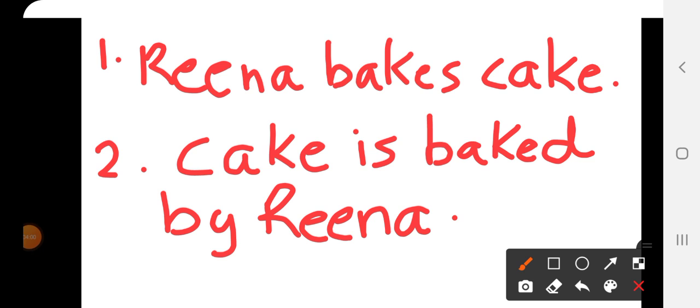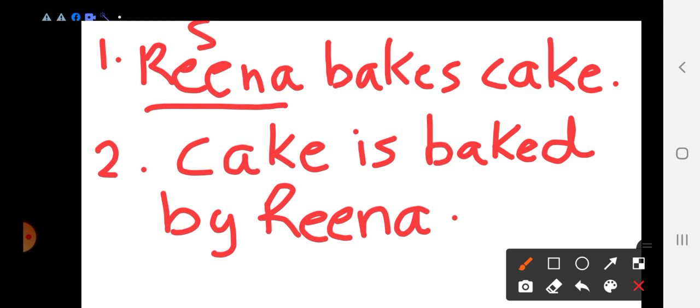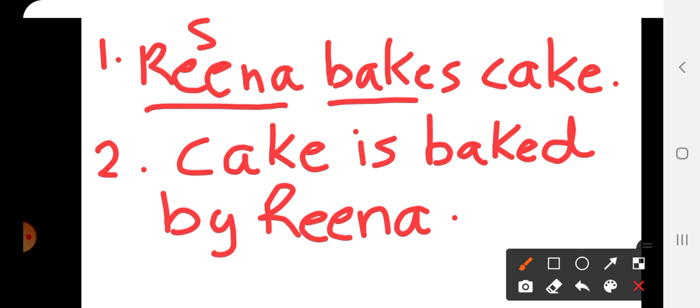There are certain rules that are to be followed to change active voice to passive voice. For example, see the first sentence. Before changing active into passive voice, we need to focus on three things. First, subject, which is Rina in this sentence. Then verb, which is bakes in this sentence, and then object, which is cake in this sentence. When we change active into passive voice, the first thing that we do is to interchange the subject and object.